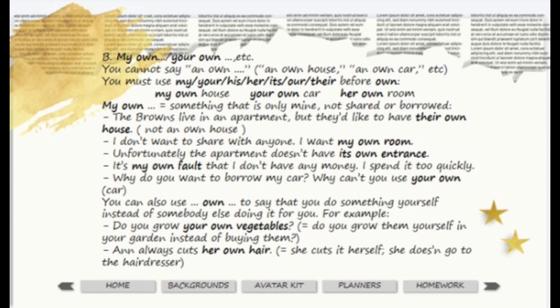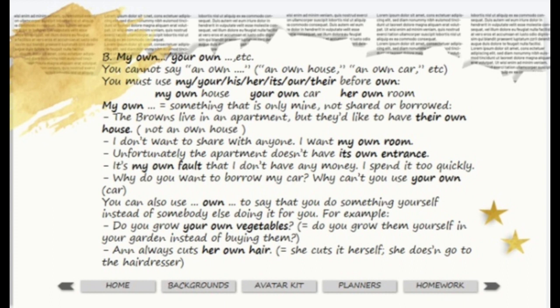For example, the Browns live in an apartment, but they'd like to have their own house. It means not an own house. The next example, I don't want to share with anyone. I want my own room.